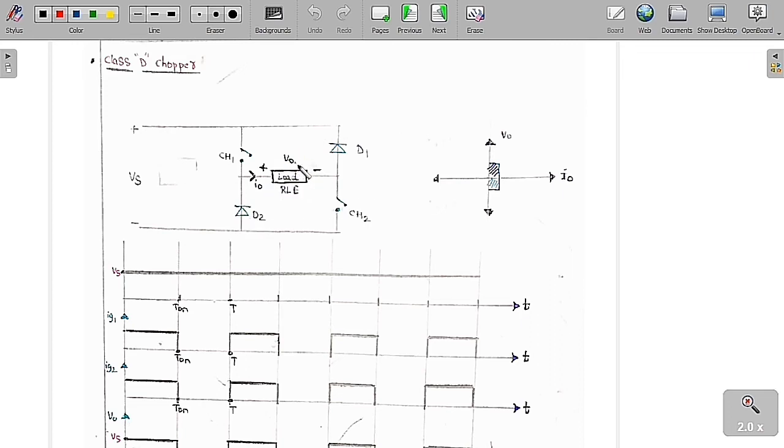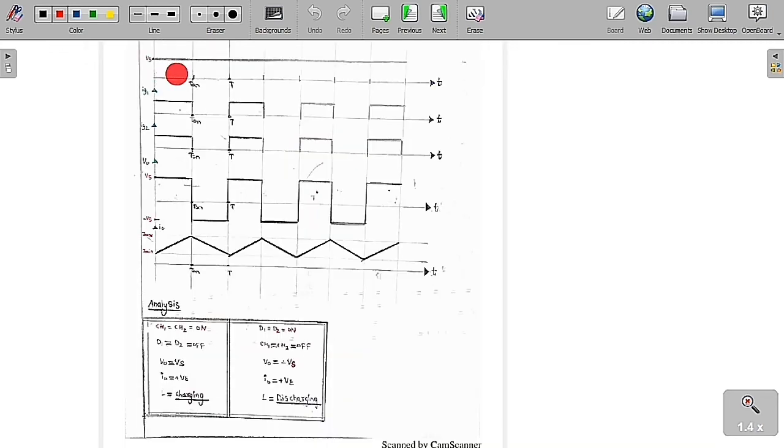So this is the load. The load voltage is plus or minus V0 and the load current is I0. Let me assume the load is an RLE load. Now we are going to analyze the circuit and see each and every aspect of it. We can see clearly the supply voltage is constant for all the time.